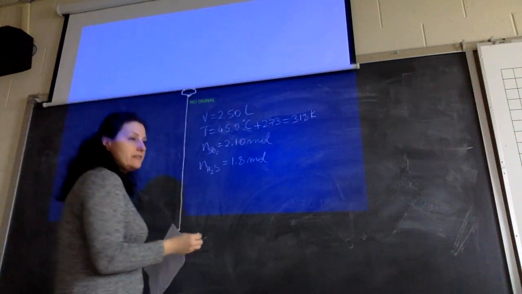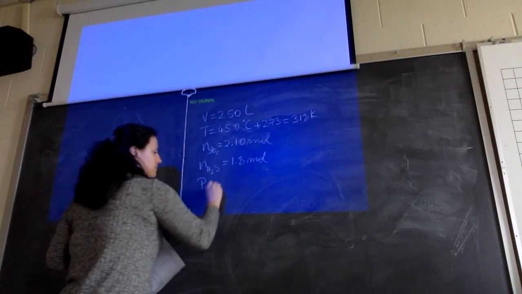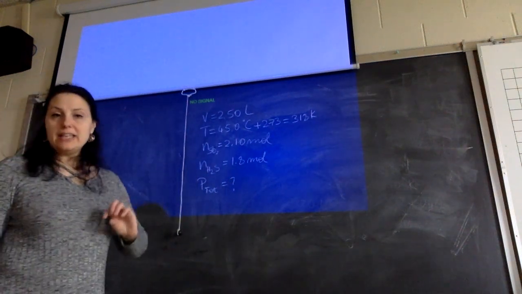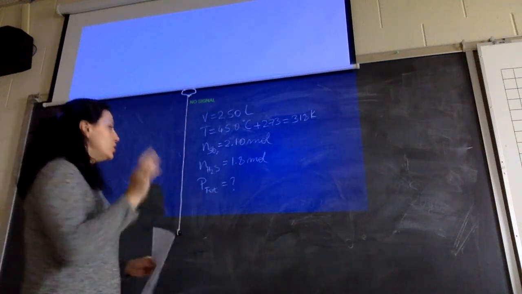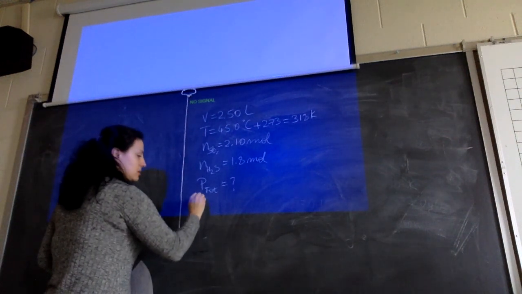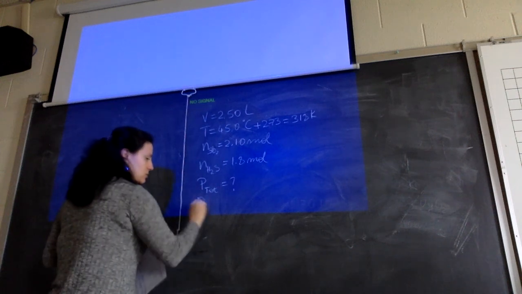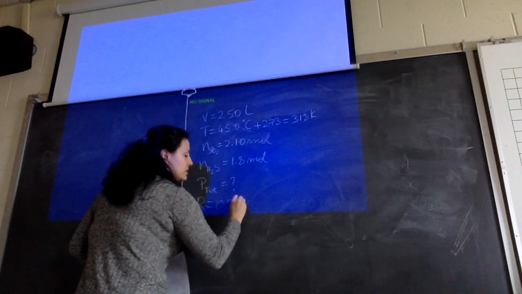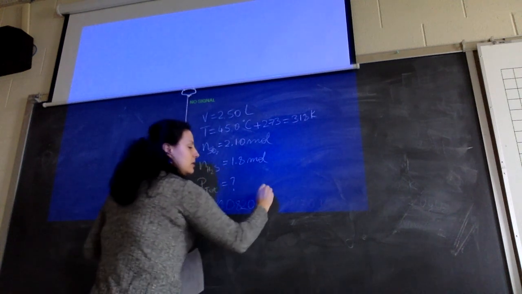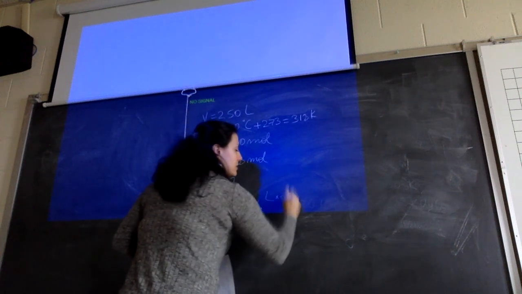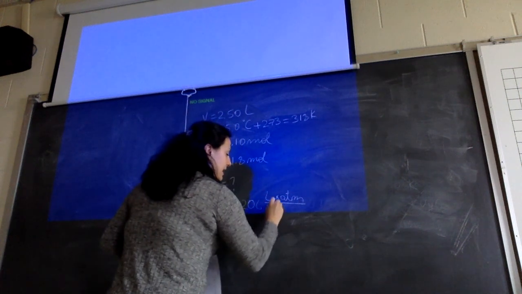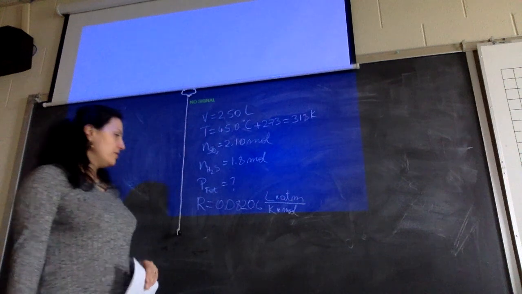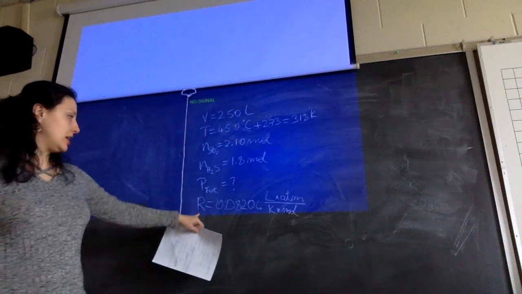Okay, I'm asked to find the total pressure. What is the pressure of the system? Now, you can do this two different ways. Remember, we said that R is equal to 0.08206 liter times atmosphere divided by Kelvin times mole. Okay, so that is my R, my ideal gas constant.